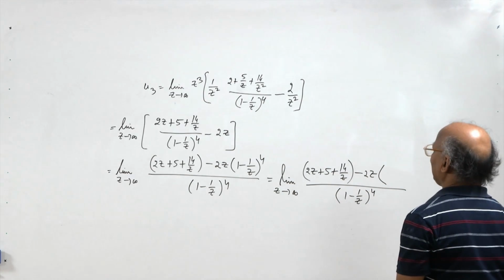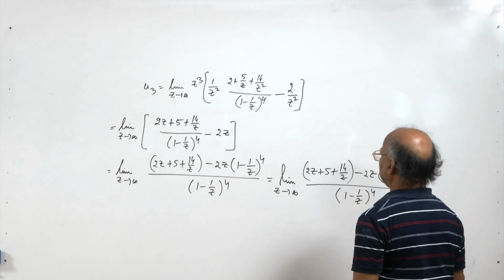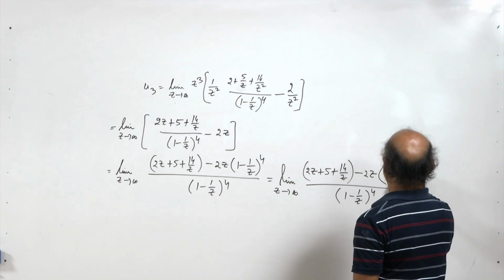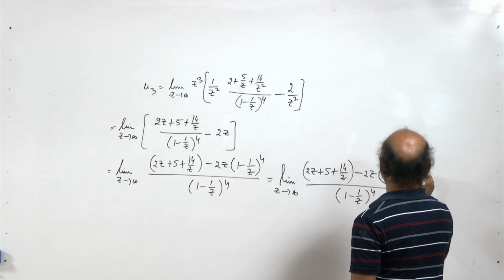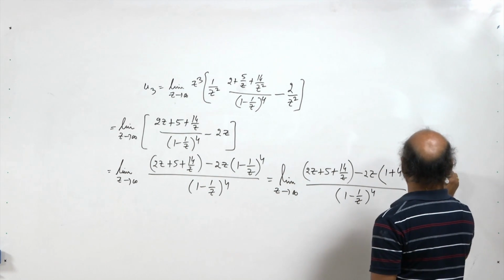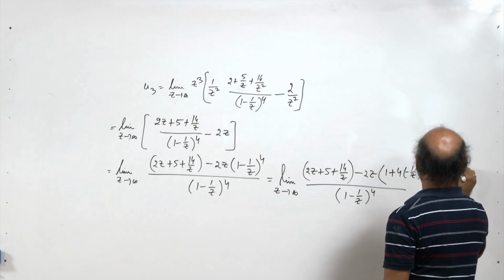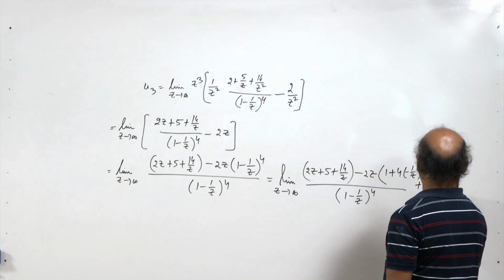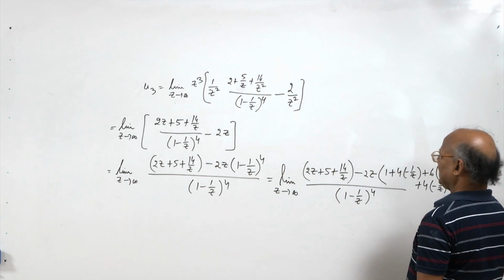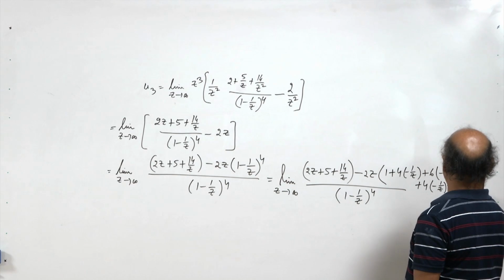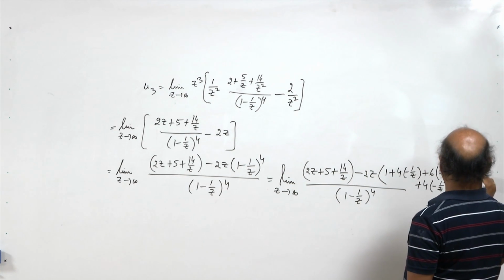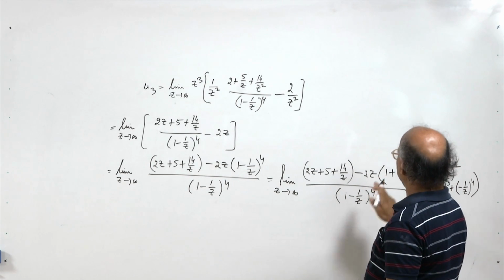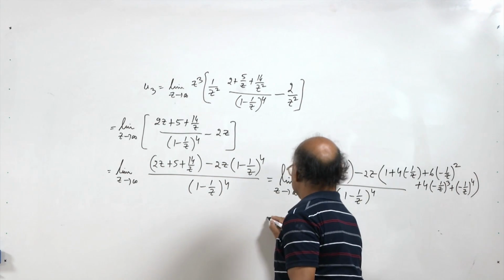One minus 1 by z to the power 4 can be expanded by binomial expansion. So, we have 1, then 4 times minus 1 by z, then 6 times minus 1 by z square, then we have 4 times minus 1 by z cube, and then minus 1 by z to the power 4. So, we can do this.